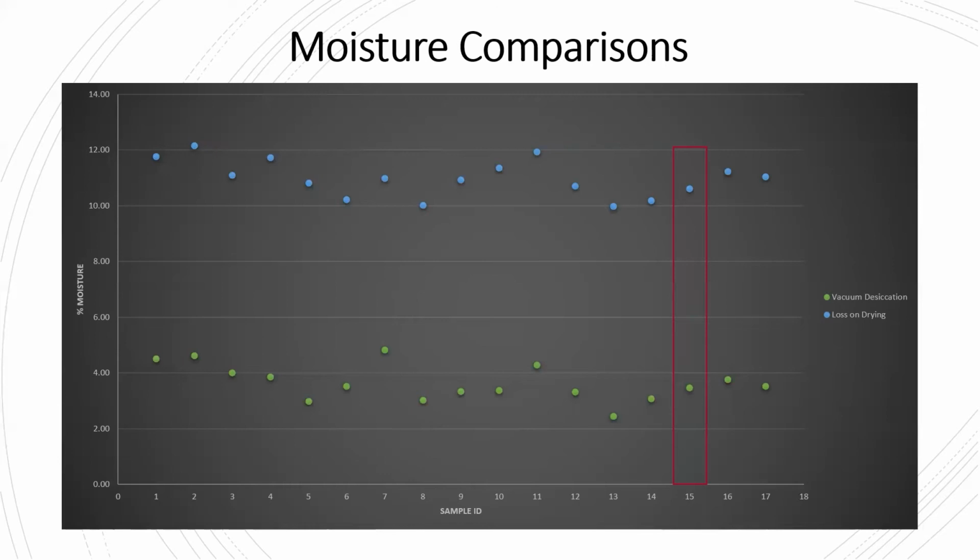To start, via vacuum desiccation, the moisture obtained was 3.47%, and via loss on drying, the moisture was 10.61%, which is a difference of 7.14% between the two. Once the moisture analysis was completed and everything was calculated, we were ready to run terpenes and potency on both the vacuum desiccation sample and the loss on drying sample. Additionally, we also ran potency and terpenes on the wet samples.